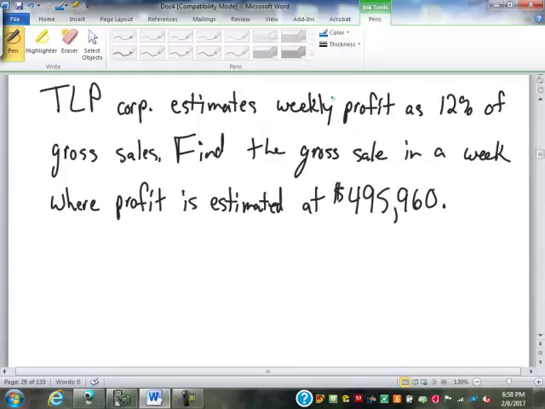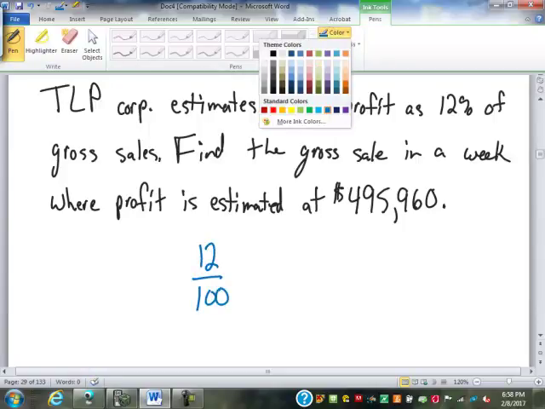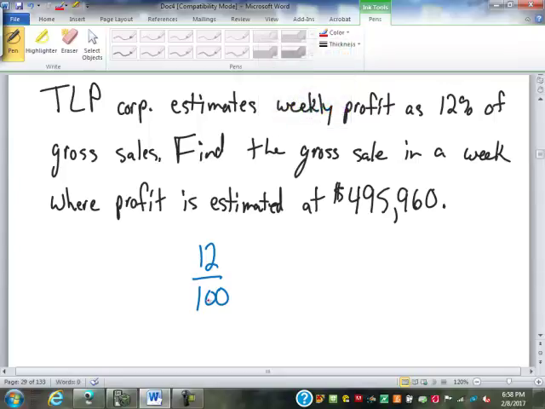Now, looking at this problem here, we have a percent. We have the 12%. Let's write that down. Now, remember, the 100 represents either a starting amount or a base amount, a whole amount that we're basing our calculations off of. The 12 represents a piece of that we're focusing in on, a smaller piece of that usually.